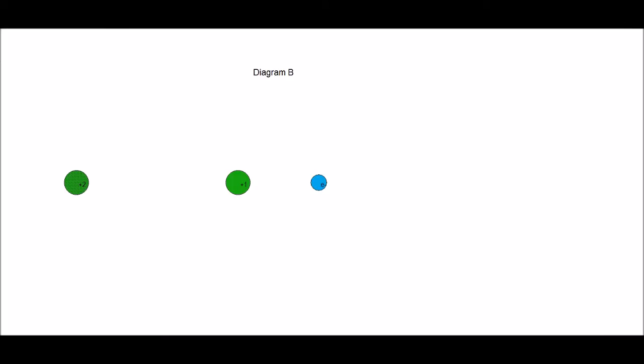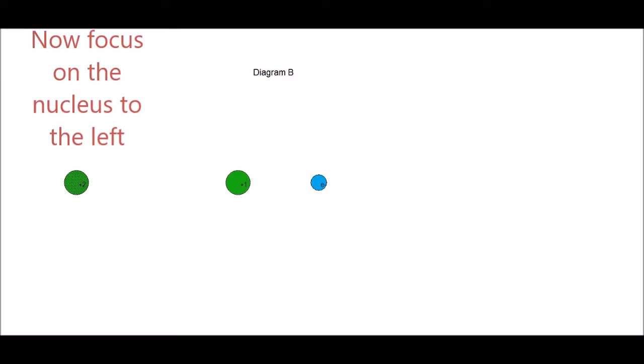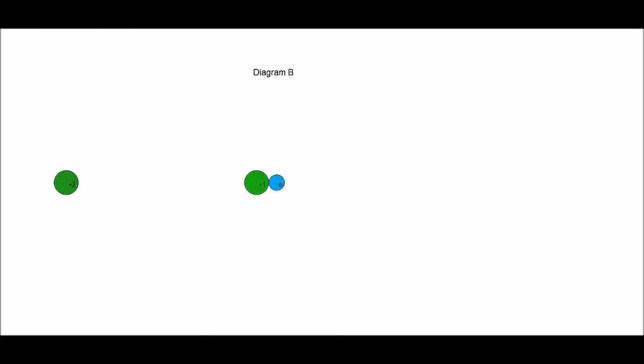Here is the second scenario, diagram B in interactive physics. You can see these two came together, forces of attraction dominate. But this ion here, this nucleus here, the forces of repulsion dominate as predicted in our analysis. So it gets pushed off the screen to the left.